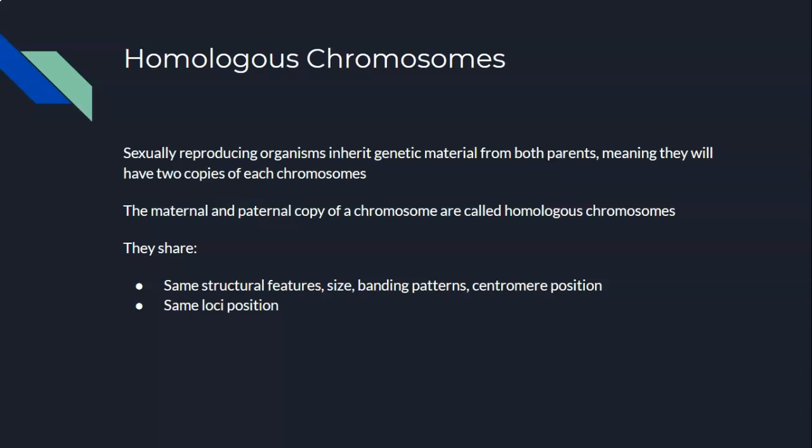Moving on to another definition that you may remember from meiosis: homologous chromosomes. Homologous chromosomes are just two copies of a chromosome. You get a maternal and a paternal copy, and they have the same genetic material. They have the same structure, size, banding pattern, and centromere position. All of that is the same. So again, you get one from mom, one from dad, and they have the same genetic material on them. You might have different alleles on them, but they have the same genes, patterns, and size.